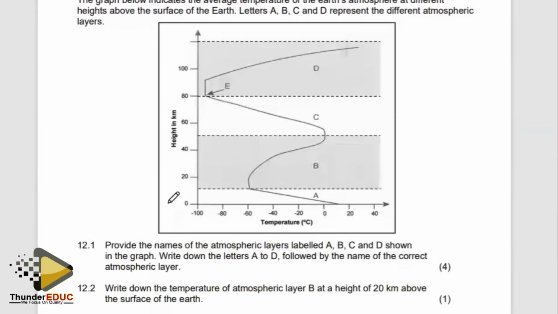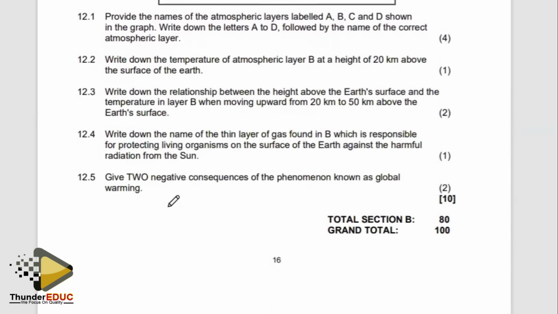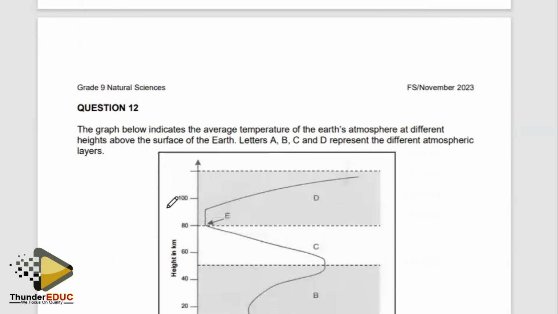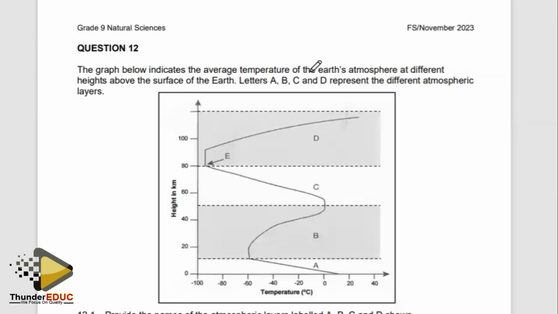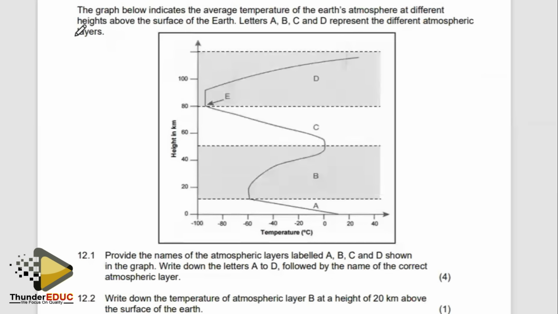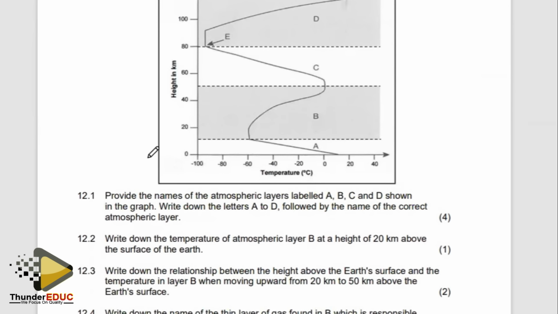Let's move on to our last question, which is question 12. The atmosphere. The graph below indicates the average temperature of the atmosphere at different heights above the surface of the Earth. Letters A, B, C, and D represent the different atmospheric layers. Provide the names of the atmospheric layers labeled A, B, C, and D shown in the graph. Write down letter A to D followed by the name of the correct layer.